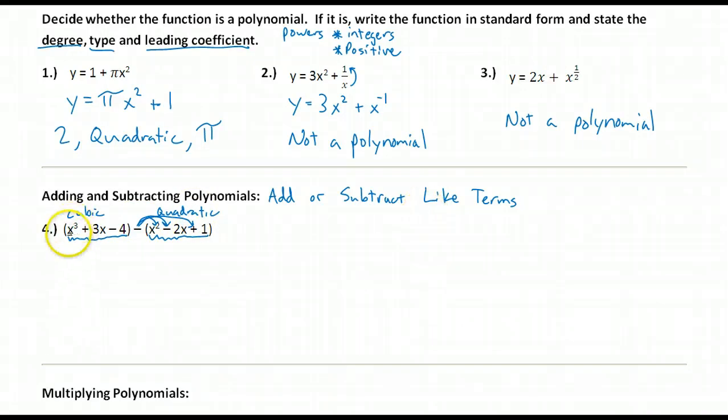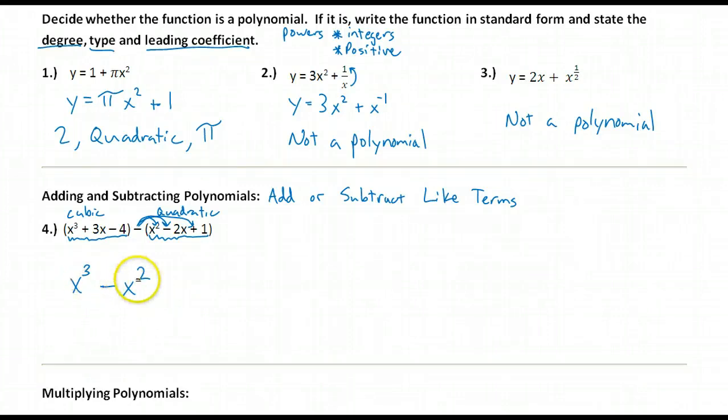I have an x cubed here, and I'm going to subtract my x cubed from this polynomial. But I don't have any. So I just have x cubed minus 0x cubed. That gives me 1x cubed. Now I need to subtract my x squareds. Well, I have no x squareds in my first polynomial, so I have 0x squared minus x squared. 0x squared minus x squared gives me negative 1x squared.